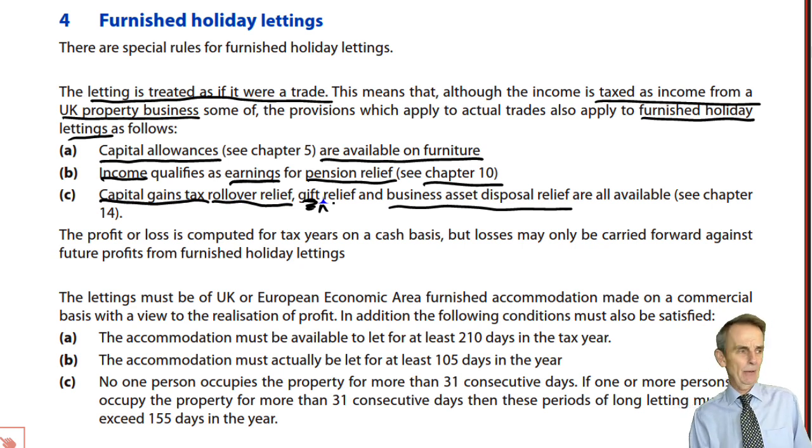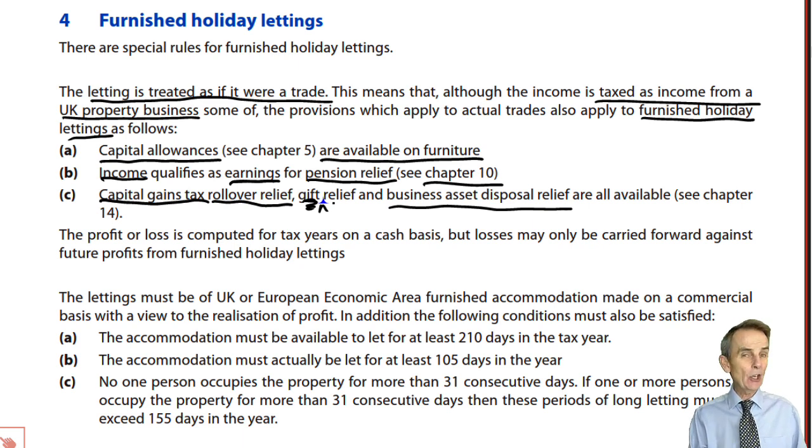Now you might say, but there's no sales proceeds, so how could there be a capital gain? Don't worry, that is dealt with because we'd be provided with an open market value of the asset concerned. So we'd still have to compute a gain based on the market value, even though no cash has come to the person who gave that property away.